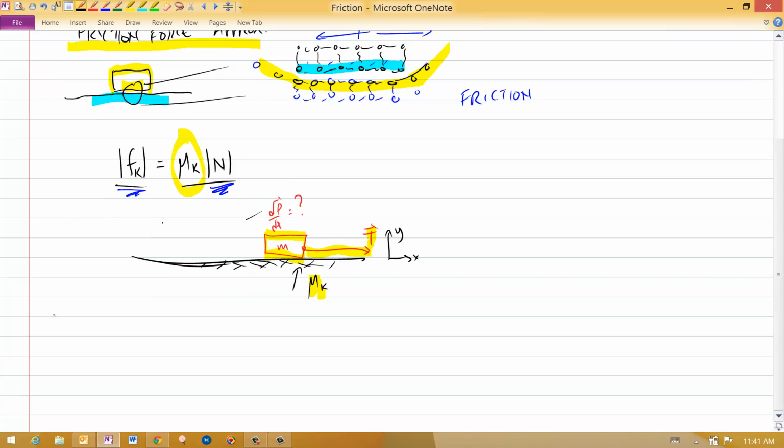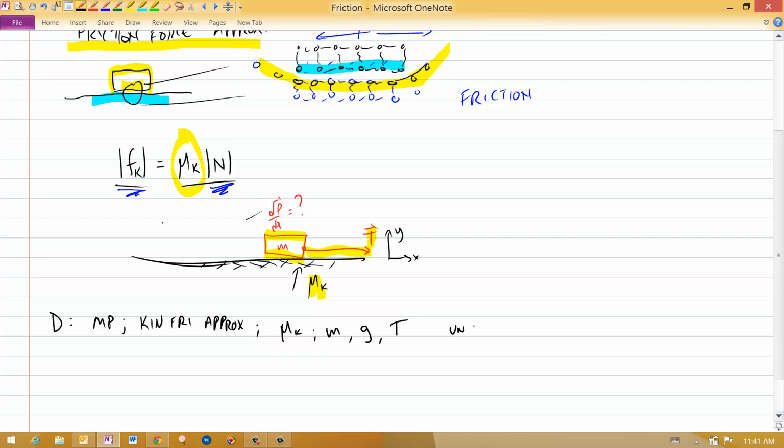So let's approach this from the point of view of our problem-solving strategy. The director says this is a momentum principle problem. We've got the kinetic friction approximation. The things that we're given here, mu k is given, the mass is given. Let's say that g is given, and the tension is given.